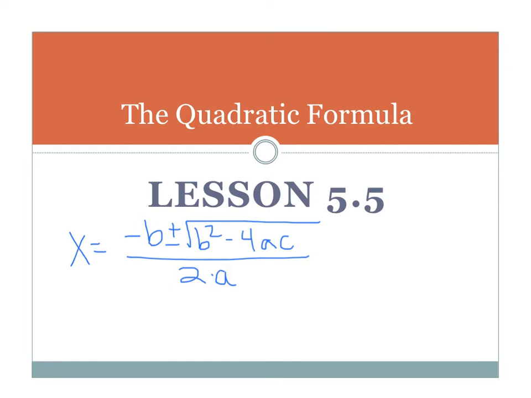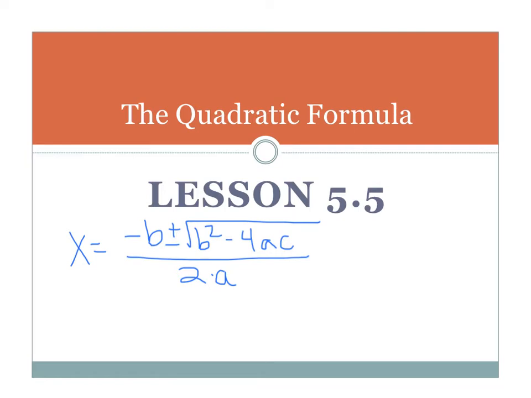Lesson 5.5, we're going to be learning about the quadratic formula. Oh man, this thing is awesome. So maybe we should write down our quadratic formula here in our notes. It is negative b plus or minus, we're going to have those two answers, so you get two answers out of this just like you normally would. So plus or minus the square root of b squared minus 4ac all over 2a. Excellent. There we go. Get that written down.